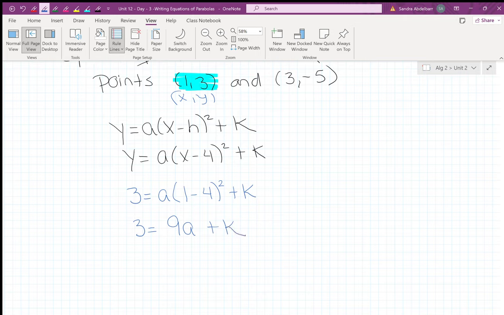All right, so we're going to have 1 minus 4 is -3. -3 squared is 9. So we have 9a plus k. What am I going to do now? Who has an idea? David? You could then do the same thing just with (3, -5). Thank you, David. We are going to do the same thing, but now with (3, -5).